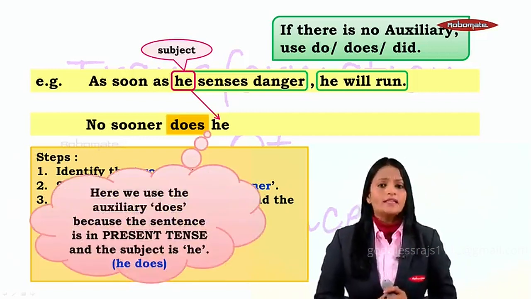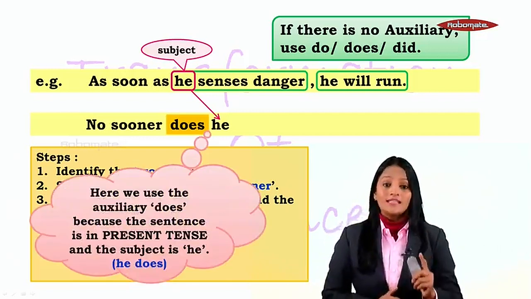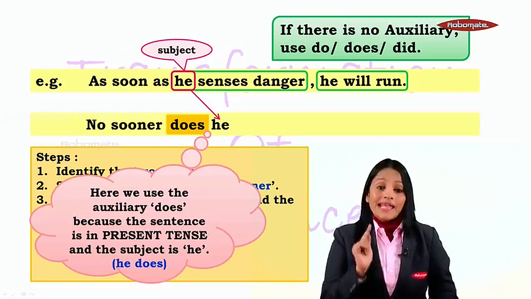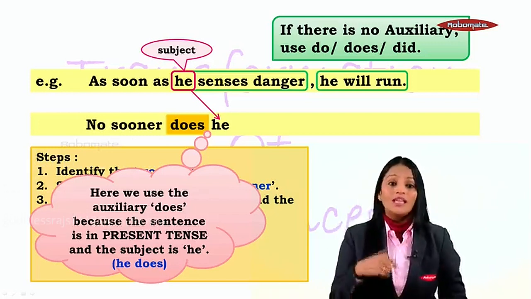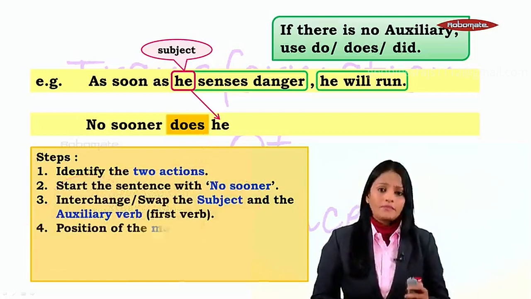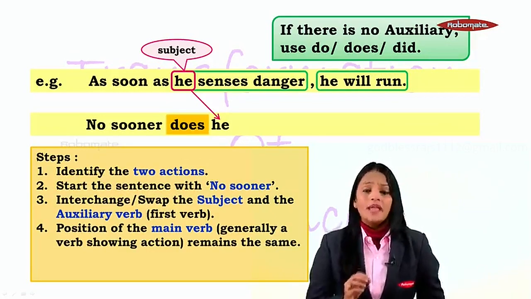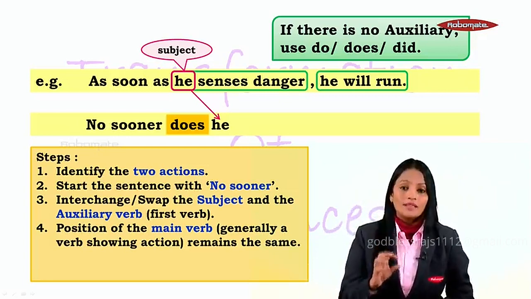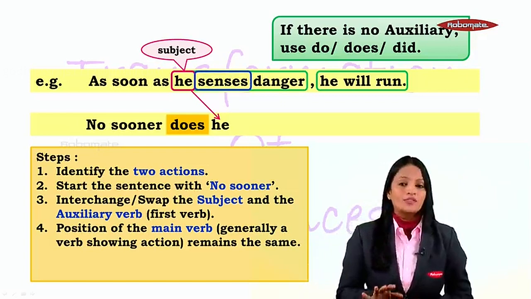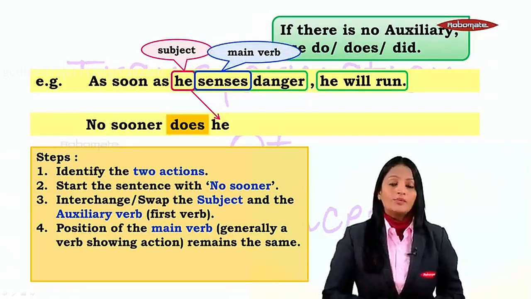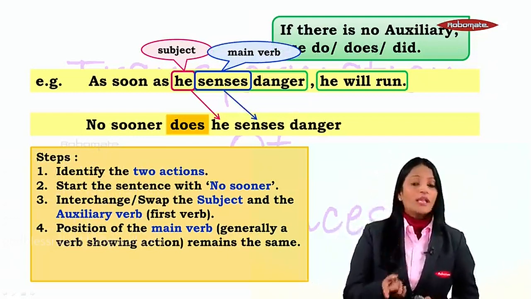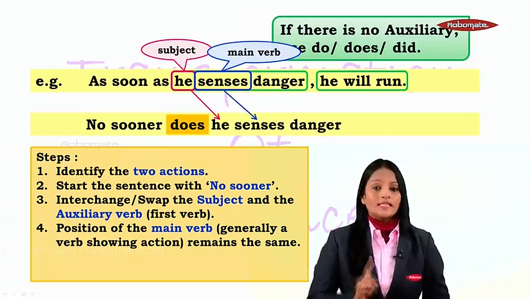Now why did we select does? Because the sentence is in present tense. Secondly, the subject is he. He does. We don't say he do. So we say does. And of course we swap it. Next, the position of the main verb, that is senses, will remain the same. But we don't say does he senses. We will just write sense over there. So the main verb will be written as it is. Does he senses danger is wrong, students. It should be does he sense danger.